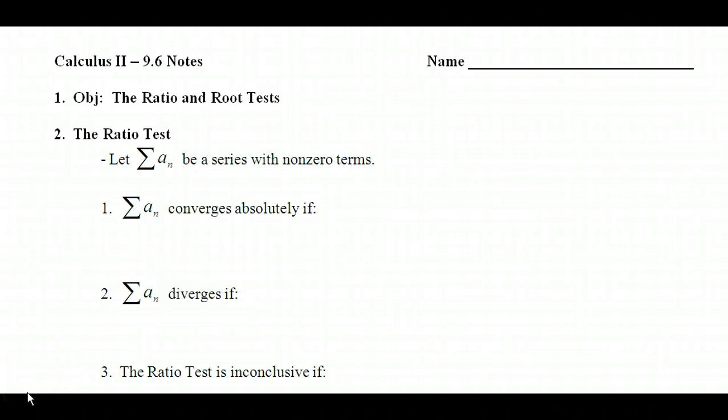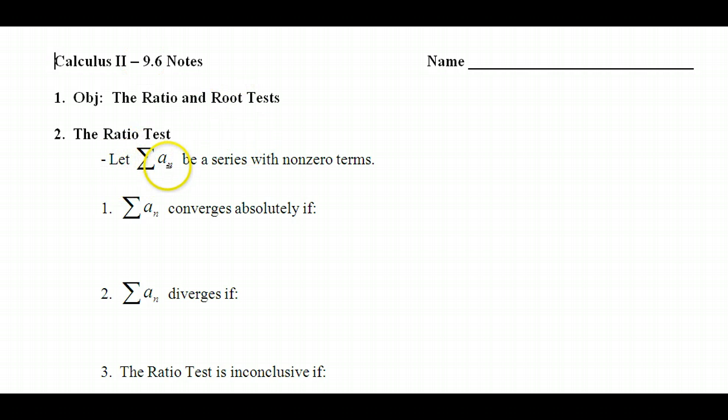Okay, here's section 9.6, and this is the last one that actually deals with learning a new test. After this, obviously, you're going to have your test over sections 9.1 through 9.6. So we have two tests today, and they're both pretty easy tests. They're nice ones to end with, I would say. The first one is called our ratio test.